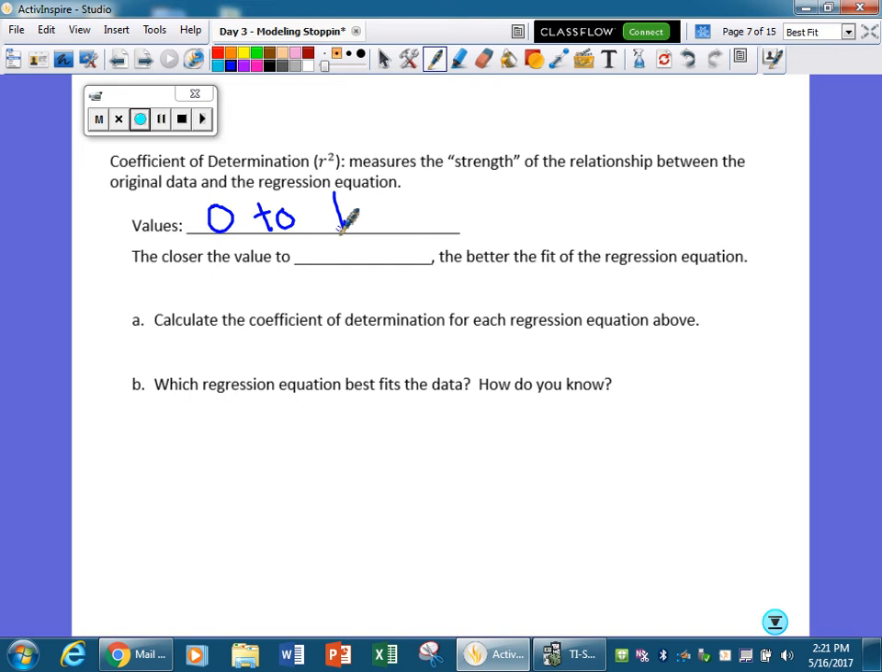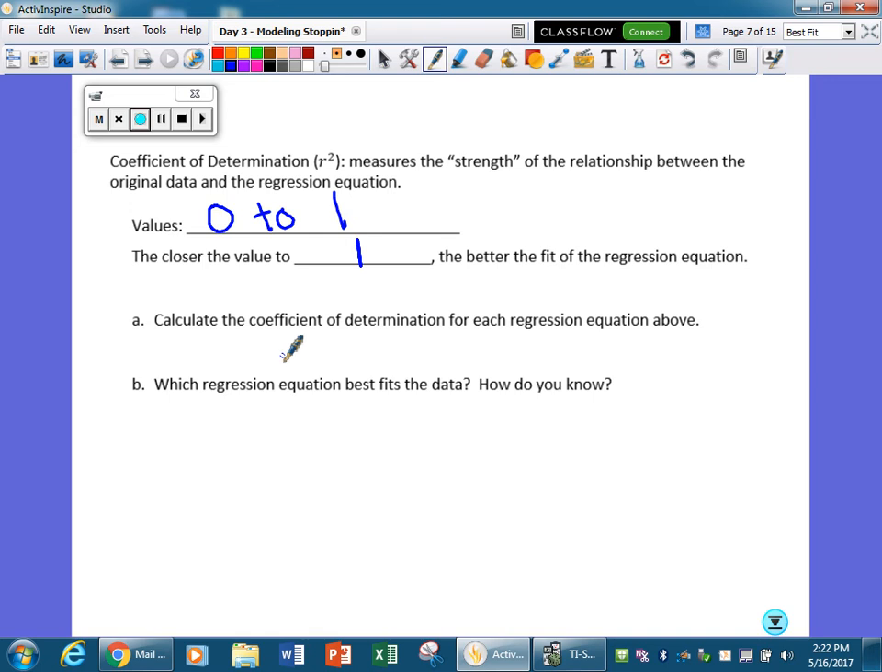It measures the strength, so how close are they? There's not going to be a negative or positive. It's not going to tell you what direction it goes. Again, it talks about the strength. So 0 to 1, the closer the value is to 1, the better fit of the regression equation. So same kind of idea. If it's like 0.99, it's strong.